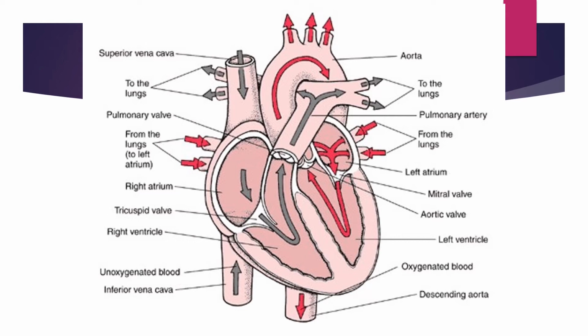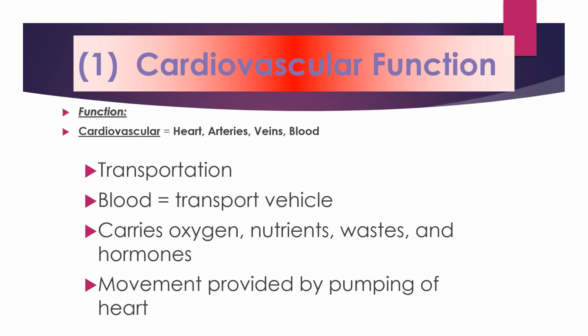From here, the oxygenated blood enters the aorta, which is going to carry oxygenated blood to the various body organs, and at its base an aortic valve is present which will prevent the backflow of the blood. So this was about the working of the heart.